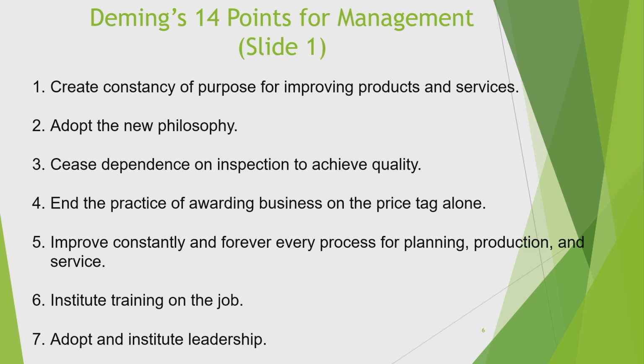The second point is to adopt the new philosophy. If you want to improve quality, you have to adopt a new philosophy. Then the third is cease dependence on inspection to achieve quality. Many people used to believe that you produce the product, there should be a strict quality check, and then defective items can be separated. Defective items can be separated by this process, but it is very costly because you have also spent energy in making those defective items which are not going to market.